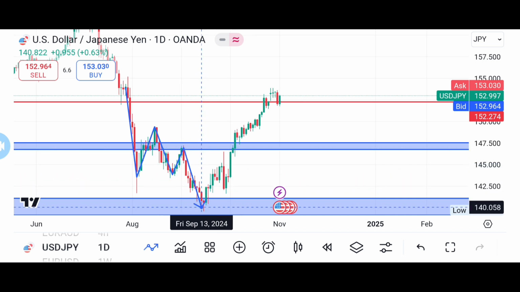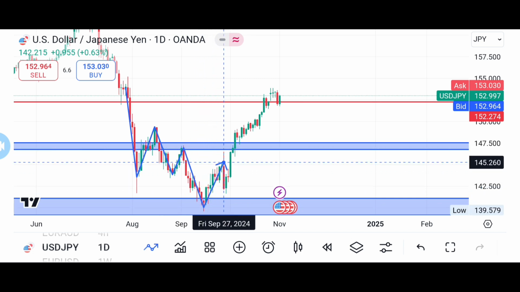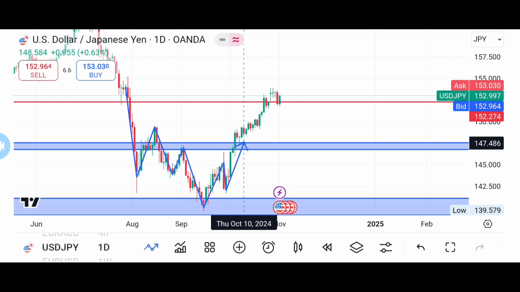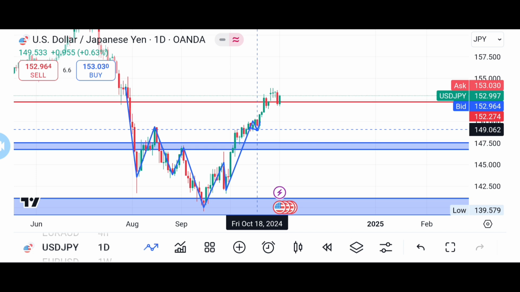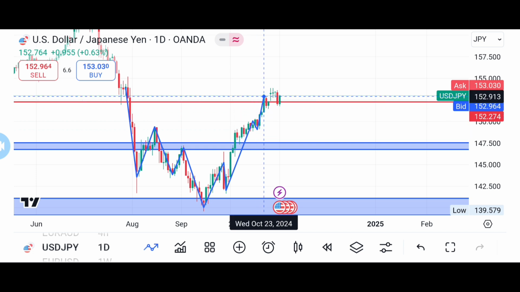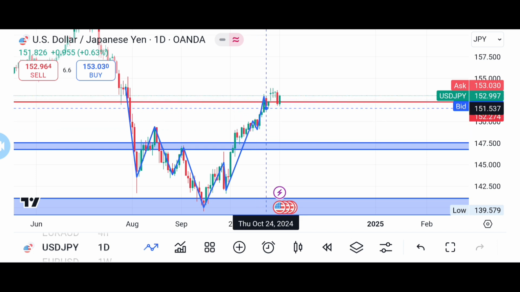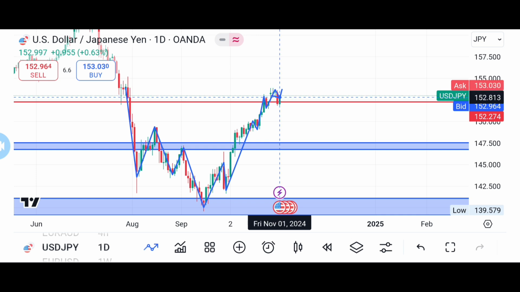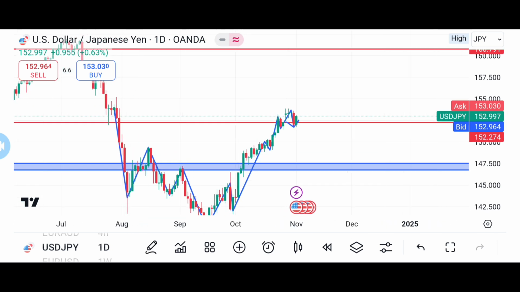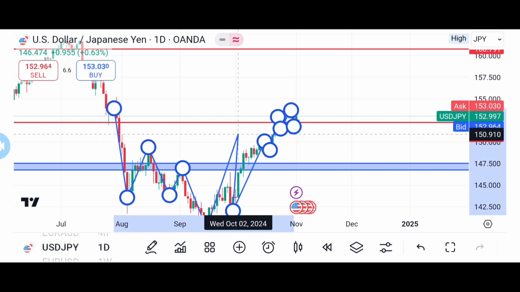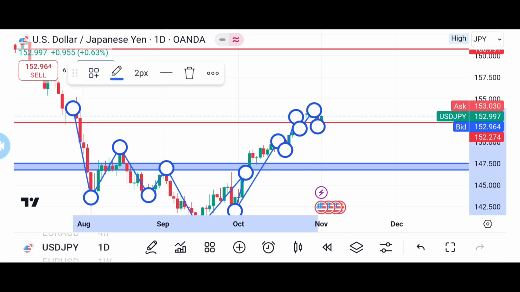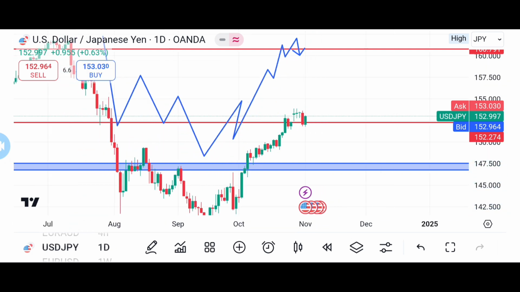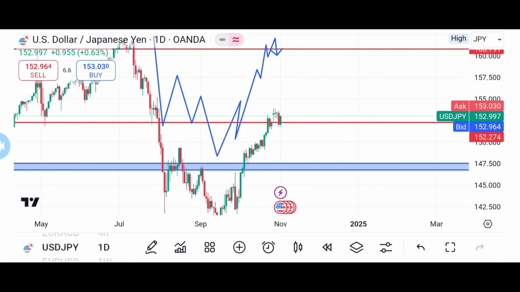If you can understand, it will now be easy to understand this. If you understand how the fractal market structure works, it's now easy to understand. So guys, that is our internal market structure. That is how our internal market structure looks like.